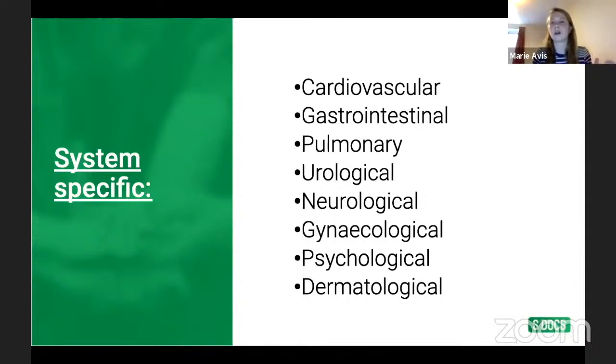So you can think of the cardiovascular system for a headache and think, you know, have they had a stroke? Have they got atrial fibrillation, so they're throwing off loads of clots that are going to the brain? And you can work through the systems like that.